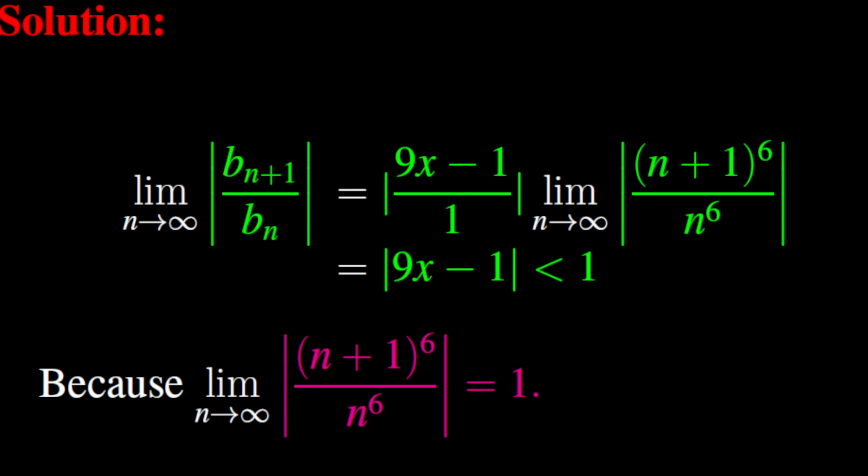This is because the limit as n goes to infinity of the fraction (n plus 1) to the power 6, over n to the power 6 is equal to 1. This comes from the fact that this quantity is a fraction of polynomials with the same degree and the same leading coefficients.